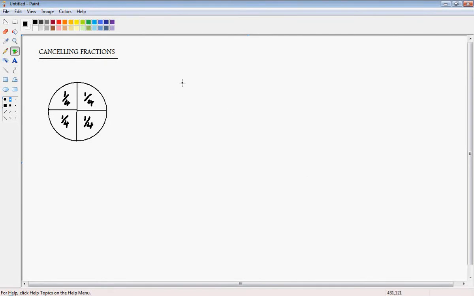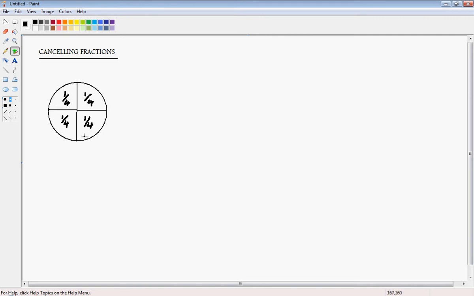So we have cancelling fractions. Now the reason that people sometimes have problems with cancelling fractions is because they don't know their multiplication tables. If you can't multiply, then you can't divide. One goes hand in hand with the other. But anyway, we'll still do this, and once you know your tables, you'll be fine.